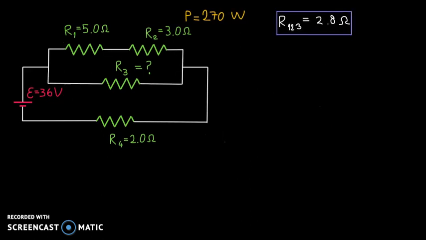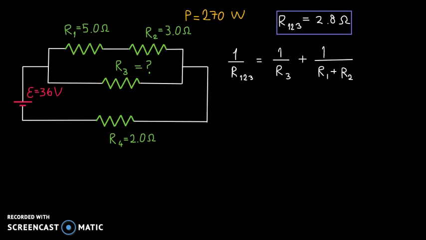Now let's focus on the group R1, R2, R3. R1 and R2 are connected in series, and the two together are connected in parallel with R3. Let's set up our equation for that. Now I'm using the parallel connection formula with reciprocals. So 1 over R1, 2, 3 is equal to 1 over R3 plus 1 over R1 plus R2.